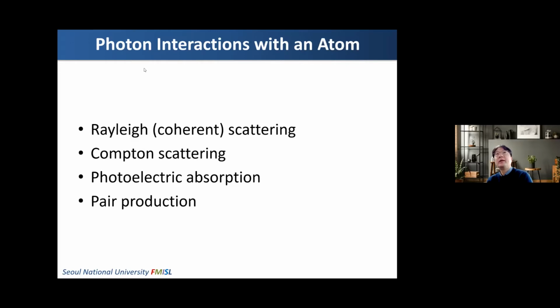There are 4 different mechanisms by which a photon or gamma ray interacts with atoms. These 4 interaction mechanisms include Rayleigh or coherent scattering, Compton scattering, photoelectric absorption, and pair production. In the following slides, I will tell you about each of these 4 mechanisms.